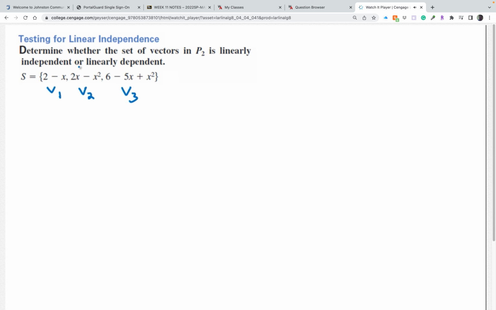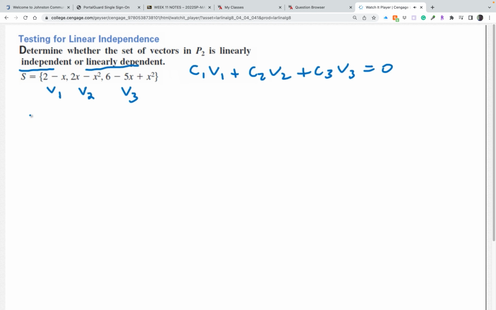To test whether these are linearly independent or linearly dependent, we know that if we set up the equation c sub 1 times v sub 1 plus c sub 2 times v sub 2 plus c sub 3 times v sub 3 equals 0, where c sub 1, c sub 2, and c sub 3 are constants, then if there's only a trivial solution, we'll have something independent. If we have a non-trivial solution, we'll have something that's linearly dependent.